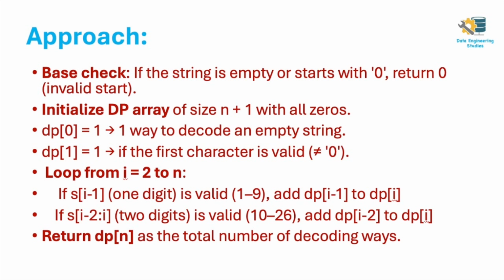Next, we are looping from index position 2 to n. That is, if the ones digit is between 1 and 9, we are adding dp of i minus 1. If the two digits are valid, that is, if the digits are between 10 and 26, we are also adding dp of i minus 2. At the end, we are returning dp of n, which is the total number of decoding ways. I hope the approach is clear. Now let's get into the implementation.